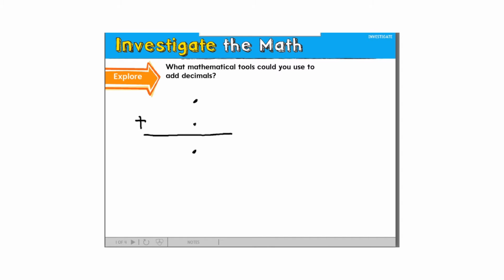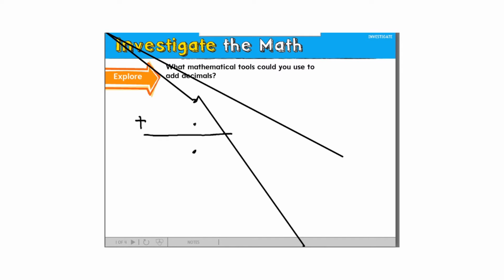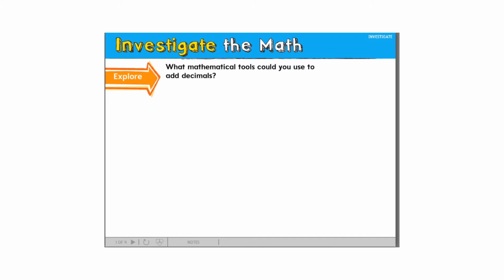That way I don't mess up and not line them up. So remember rule number 1 that I told you was to always line up your decimal points whenever you're adding or subtracting decimals. So I put my first decimal up there at the top.